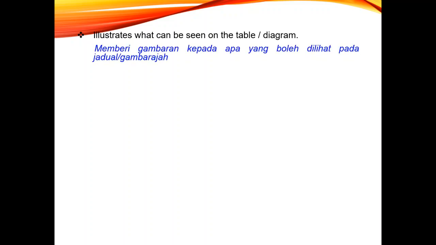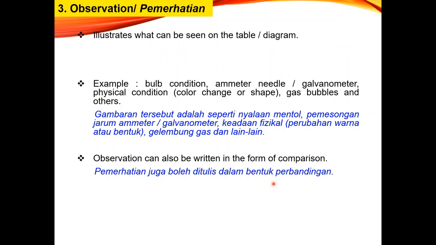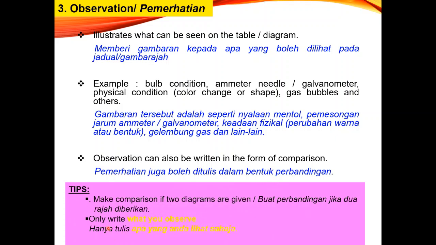Next, we move on to how to write the observation. How to write the observation. So observation, you only need to illustrate what can be seen on the table or diagram. So example that you can write is the part condition. You can see the emitter needle, whether deflects or not, or the color change, or the shapes, or the productions of gas bubble or not. So the observation can also be written in the form of comparison. So when you write in the form of comparison, you only need to write what you observe. Okay, hanya tulis apa yang Anda boleh lihat pada diagram.